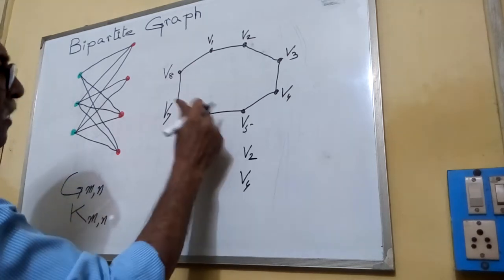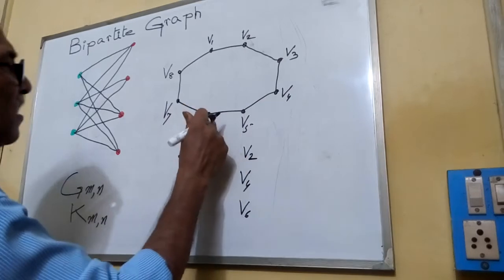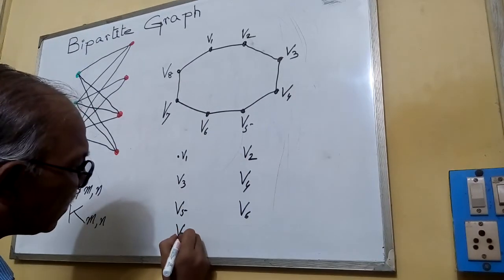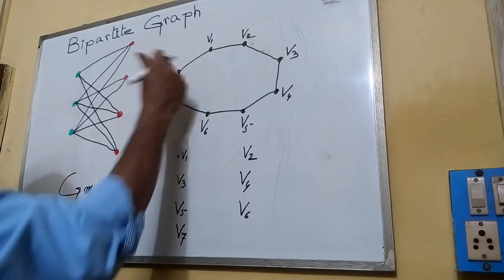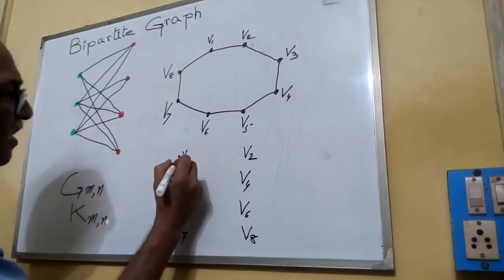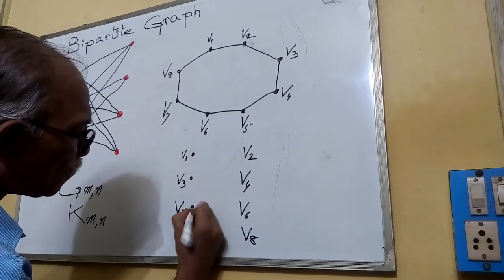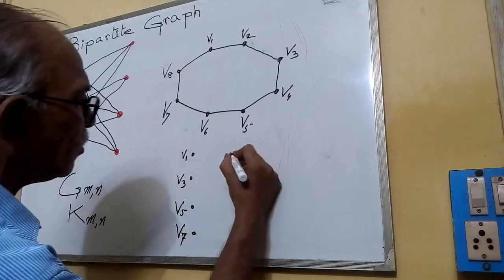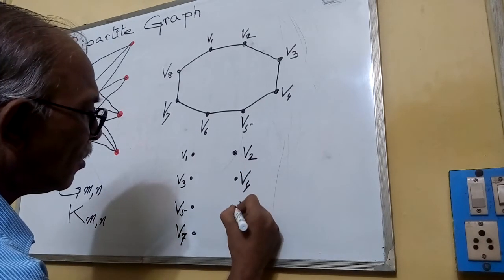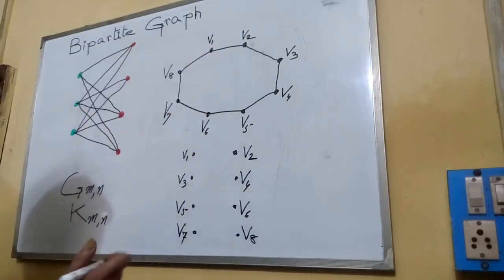From V5, a V6 edge is there. You can take it on this side. From V6, a V7 edge is there. So take V7 on this side. And from V7, V8 is there. So you can take V8 on this side. So in this way, we can get the partition, and now we can redraw this graph.